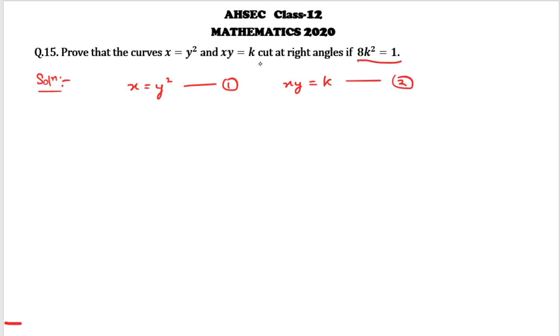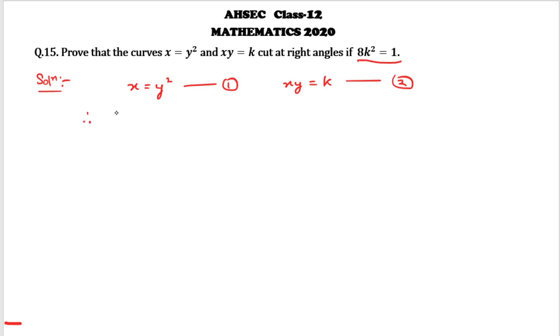Now what does it mean by the curves cut or intersect at right angles? To show that these two curves 1 and 2 cut at right angles, it is enough to show that the slopes of the tangents drawn at the point of intersection of both the curves are at right angles. What I mean is that first let us find the slope of this one.